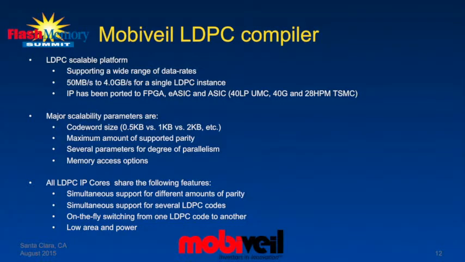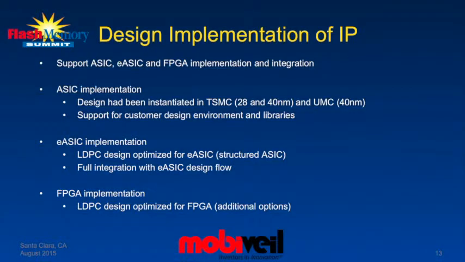The last part of this is we can have different amounts of parity, and it switches on the fly. We can have different correction codes. There's all kinds of different things we can do right on the fly. So it's a highly programmable device, even though it's, I think, a lot lower power and area than most anything out there on the market. For FPGA implementation, we have a lot of other additional options to optimize FPGA usage.